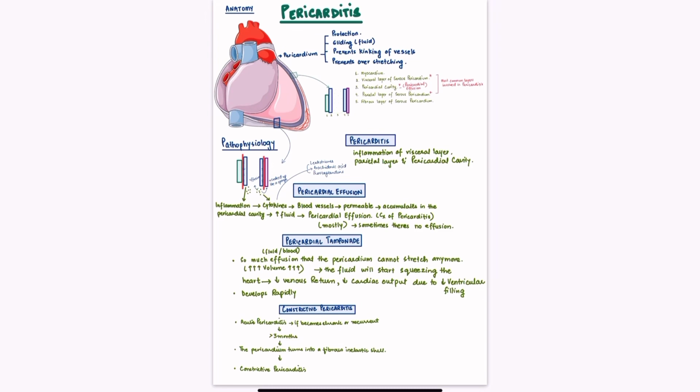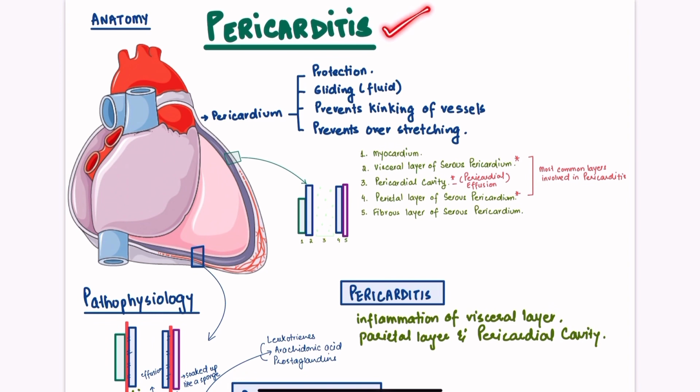Today we will be talking about pericarditis and its types. Before we dive into pericarditis, let's first talk about the pericardium. The pericardium is the outer layer of the heart that protects the heart, provides a gliding motion for the heart, prevents kinking of the vessels, and prevents overstretching of the heart.